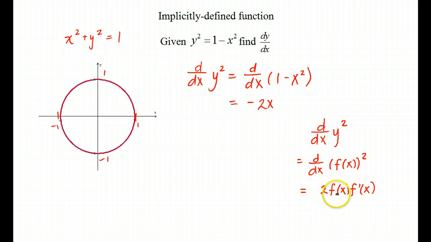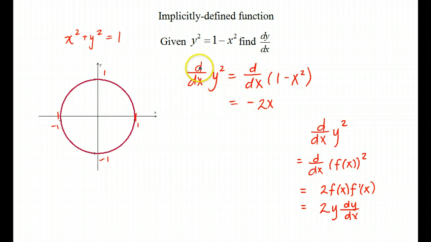So now replacing my f of x with y, because we made that substitution earlier, y equals f of x, I can go right back to saying f of x equals y, and another way to write f prime of x is dy dx. So I have that the derivative with respect to x of y squared equals 2y dy dx. Now we don't have to go through this process every time, and we'll take a look at why.